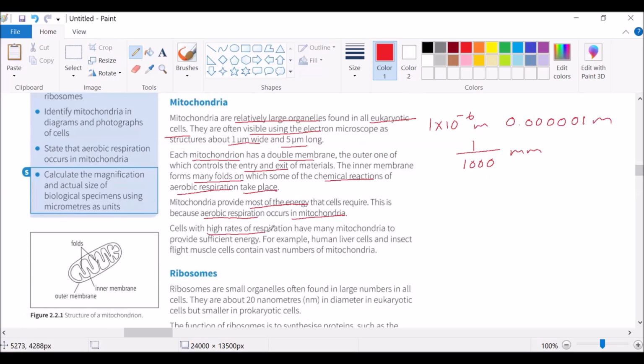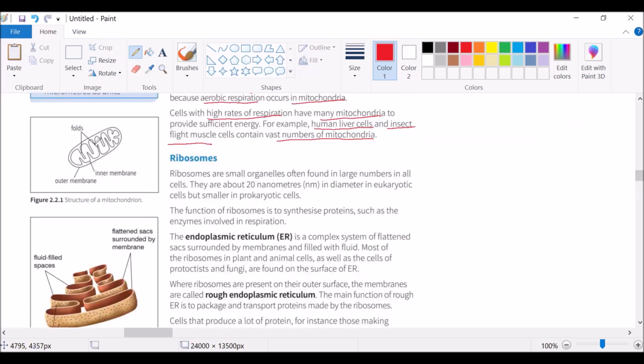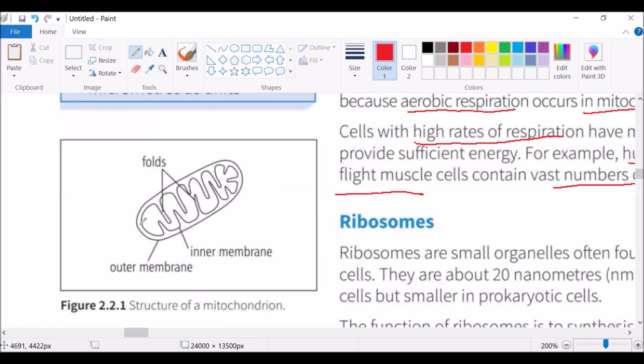Cells with high rates of respiration have many mitochondria to provide sufficient energy. For example, human liver cells and insect flight muscle cells contain a vast number of mitochondria. The liver is the hottest part of our body because many chemical reactions take place in the liver, so they have many mitochondria. So this is a diagram showing the structure of a mitochondrion. The outer membrane here and the inner membrane with many folds.